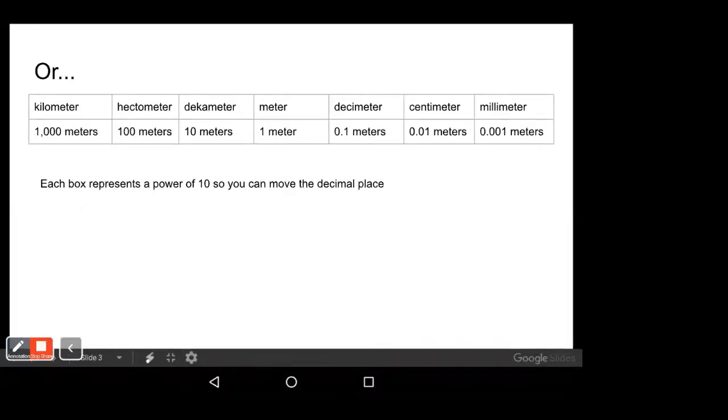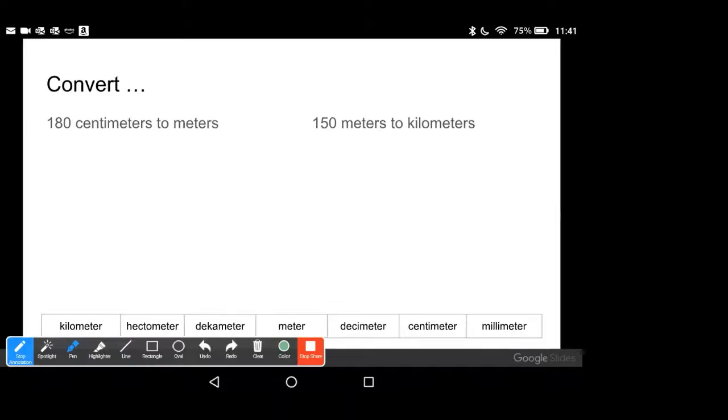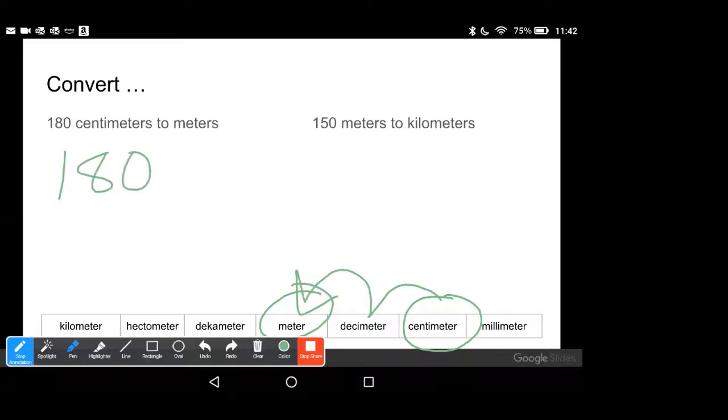Should have deleted that slide, sorry. I did put this on your worksheet so you have it to look at. So on this first one, we're converting from centimeters to meters, which means I am moving 2 boxes to the left. When you take your 180, there's no decimal point, so the decimal point is automatically at the end of the number. Since I'm moving to the left 2 boxes, I'm going to move my decimal place to the left. And so 180 centimeters is the same as 1.8 meters.